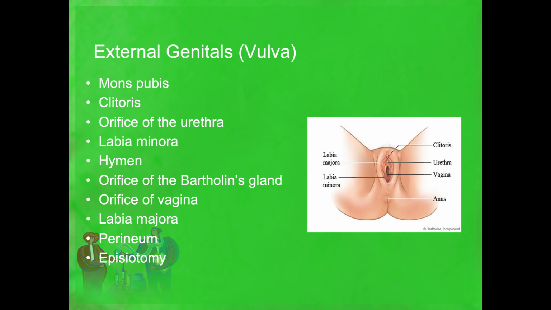And here's some more. We're going to talk a little bit about the external glands here. And we'll talk a little bit about the clitoris. And the clitoris is for sexual arousal. That's the main purpose of the clitoris.